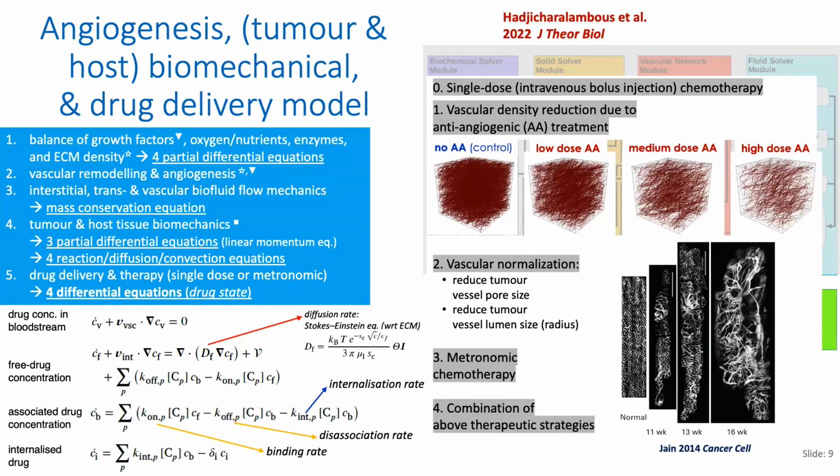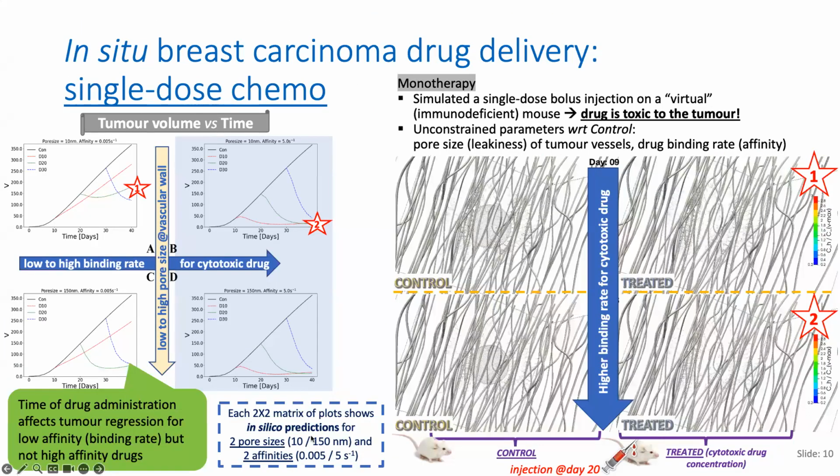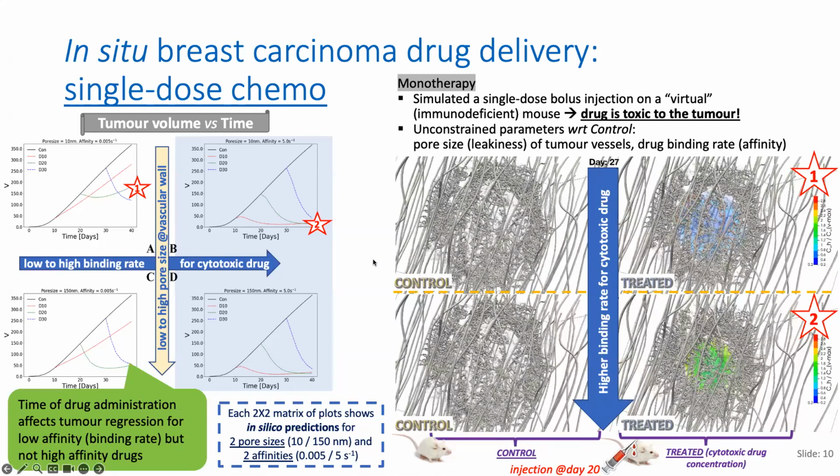So what we've seen so far were simulations on a mouse model. We're trying to simulate that again on a mouse model with anti-angiogenic drugs, using different drugs that affect the wall of the blood vessels, what some call vascular normalization. Other techniques like metronomic chemotherapy, giving smaller doses instead of a single big one, as well as combined therapeutic treatments.